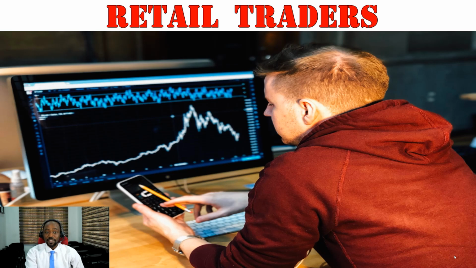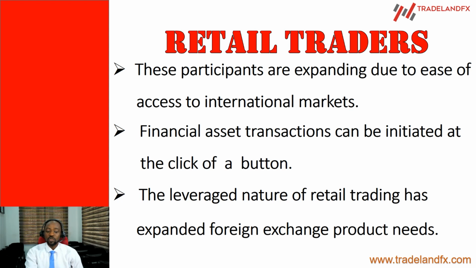Next, we'll talk about the retail traders. So this is where you and I come into play. All right, the retail trader. We can see a young guy looking at his phone, trading, and looking at his PC and trading. Okay, so who are the retail traders? These participants are expanding due to the ease of access to international markets. Yes, just like Tradeland FX, they give you access to the financial markets. So individuals like you and I can come into the financial market and trade the financial market instruments. Okay, so you and I can trade because we have access to international markets.